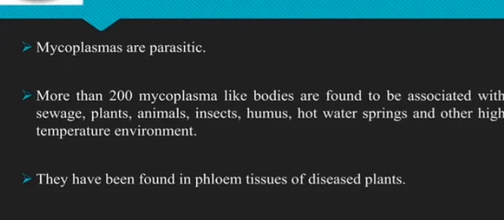Habit and habitat of the mycoplasma. They are parasitic. More than 200 mycoplasma like bodies are found to be associated with sewage, plants, animals, insects, humus, hot water springs, and other high temperature environments. They have been found in the phloem tissues of diseased plants.